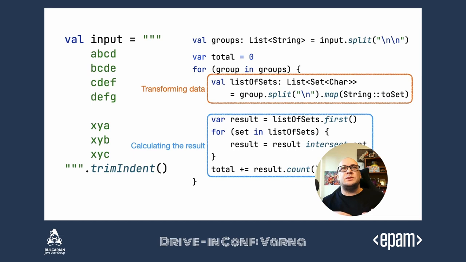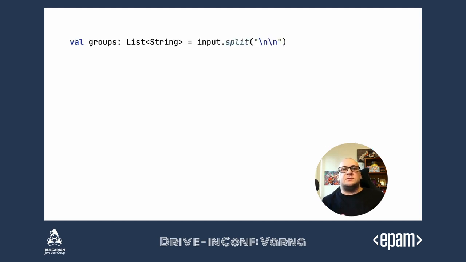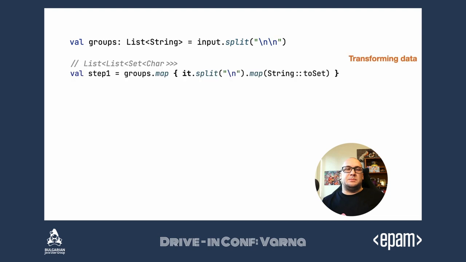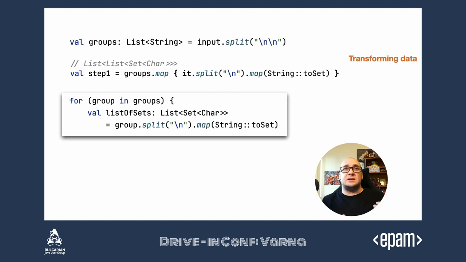result. So how could we do that a little bit differently, and which functions from the standard library could we apply here? For transforming the data, we have this first step. We split all the groups by the new line character and convert them to a set. So we end up with a list of lists of sets of characters. That's exactly the mapping of the previous solution where we iterate over the groups, but we use the map function instead. But the operation itself stays the same.